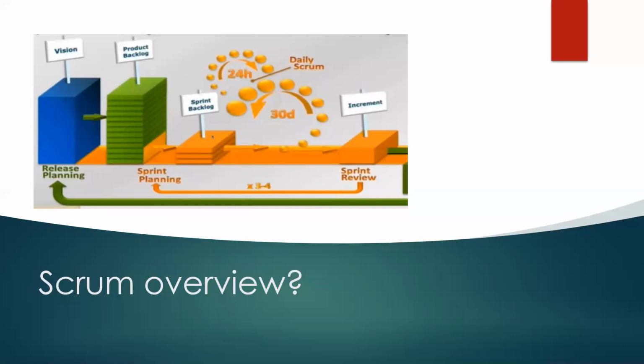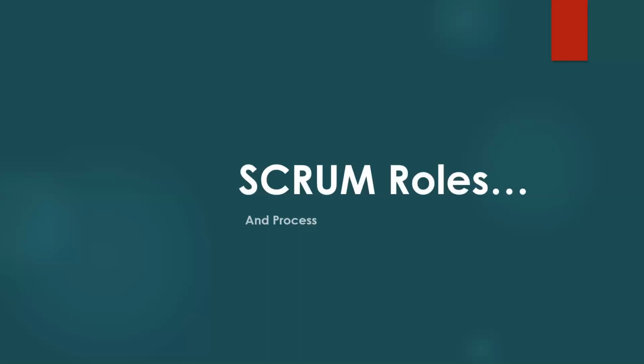These kinds of increments happen repeatedly in an iterative and incremental approach, and they will achieve the goal of the final product vision for inline product development. Okay, this is just the overview of Scrum. And next we'll see the roles and the process of Scrum.